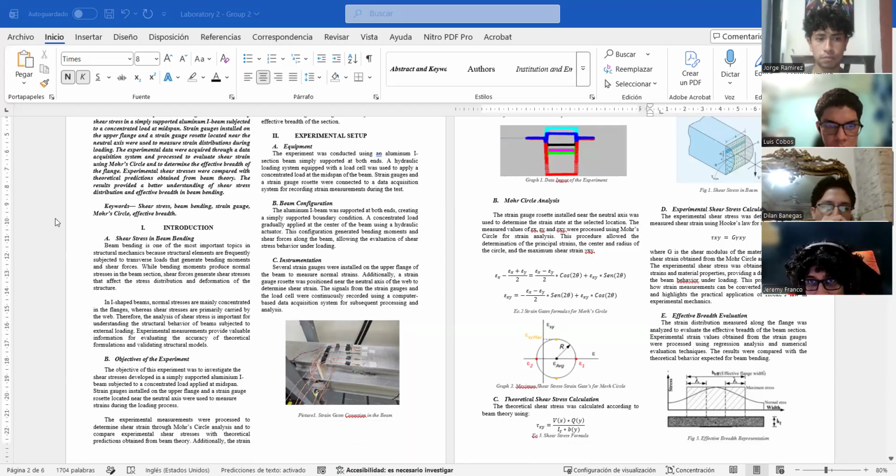And this experiment was useful to understand the shear stress distribution and the effective breadth of the beam in bending.